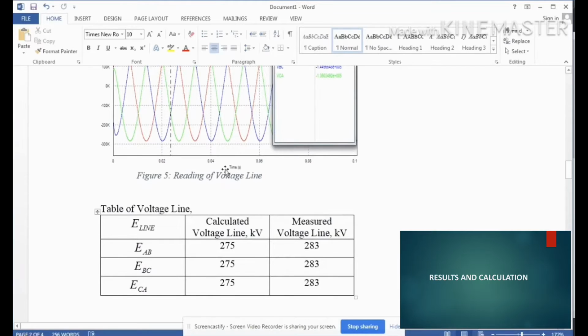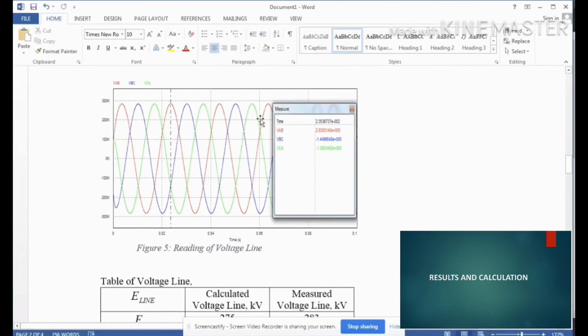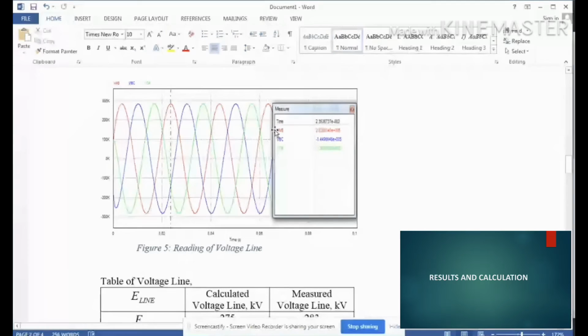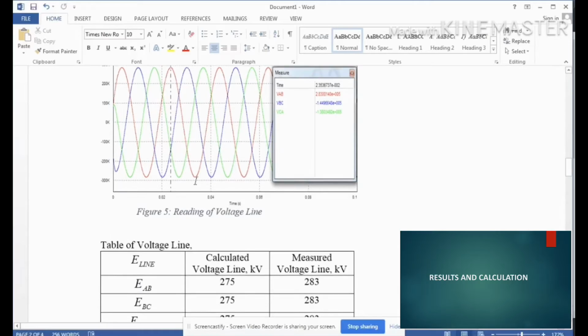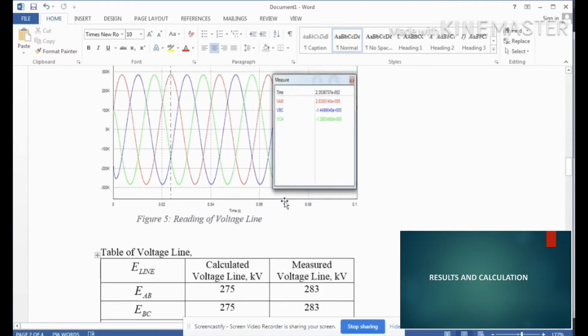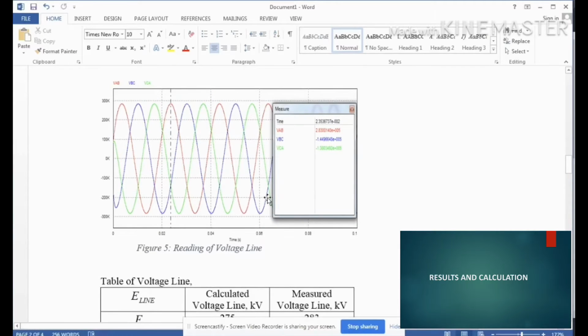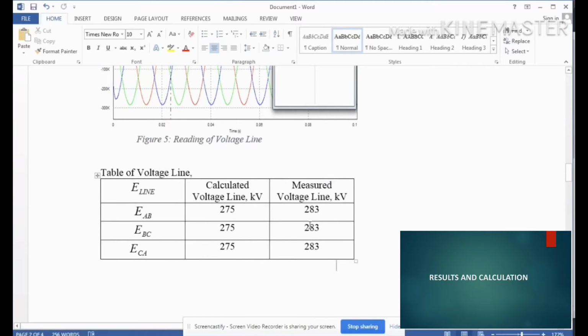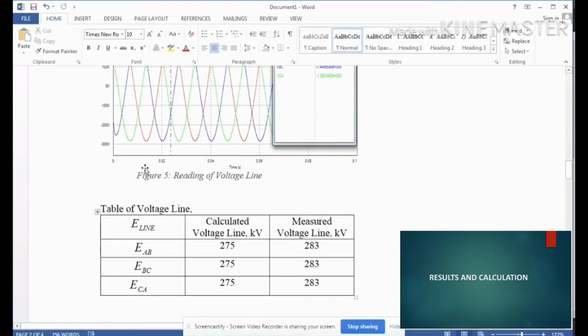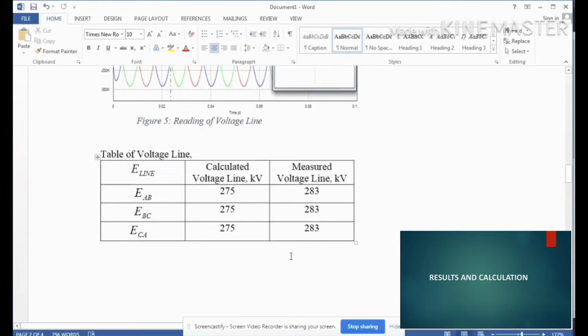Okay, this is the reading for line voltage. As you can see here, the value of VAB is 283 kilovolt. The calculated value is 275 kilovolt for line voltage, but from the measured value from PSIM, we got 283 kilovolt for every line voltage: EAB, EBC, and ECA.